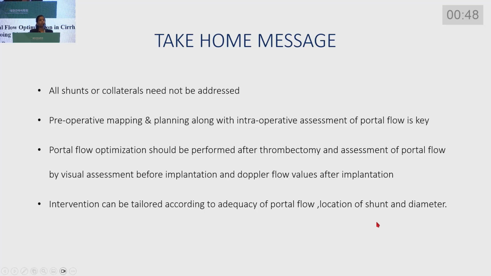So the take-home message would be that all shunts or collaterals need not be addressed. Preoperative mapping and planning along with intraoperative assessment of portal flow is the key. Portal flow optimization should be performed after thrombectomy. Intervention can be tailored according to adequacy of portal flow, location, and shunt diameter.